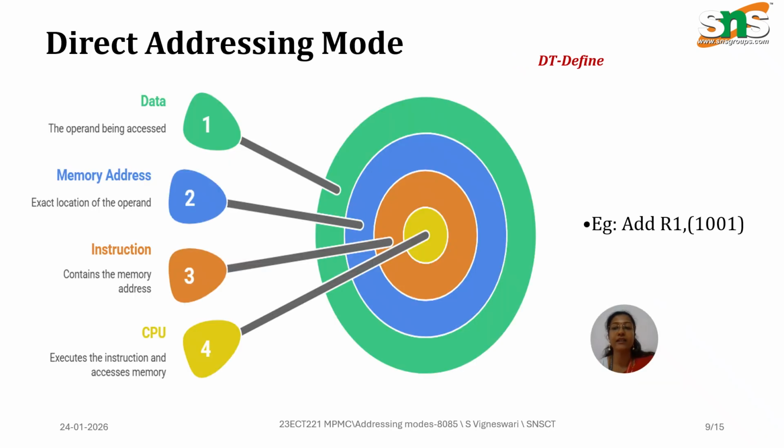Next comes the direct addressing mode. In direct addressing mode, the memory address of the operand is specified directly in the instruction itself. Take for example LDA 2050H. The processor directly accesses the memory location 2050H to fetch the data. So here the processor directly accesses that location to fetch the data. This mode is easy to understand but slightly slower because it involves memory access.